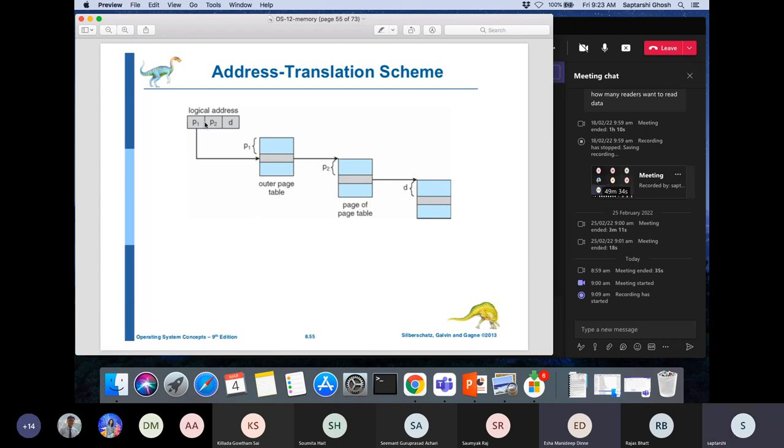And P2 is a displacement within this page of the page table. From this entry we will get the actual frame number for the data, the starting address of the page which contains the actual data. Then D will be used as an offset within this page. Essentially, D is the offset for the actual data item within the page which stores the data. And P2 is an offset within the page of the page table.